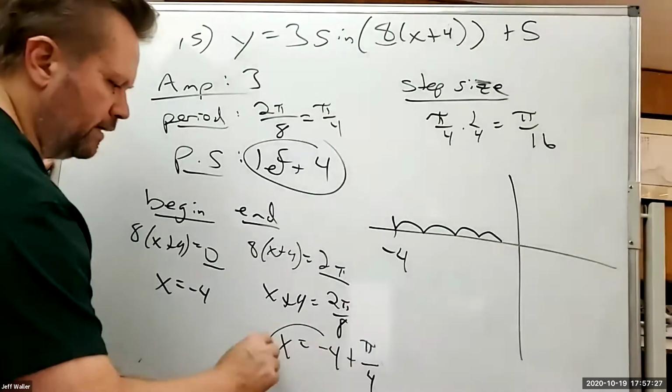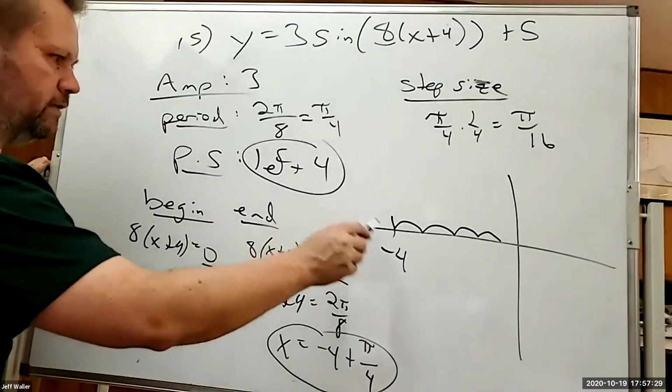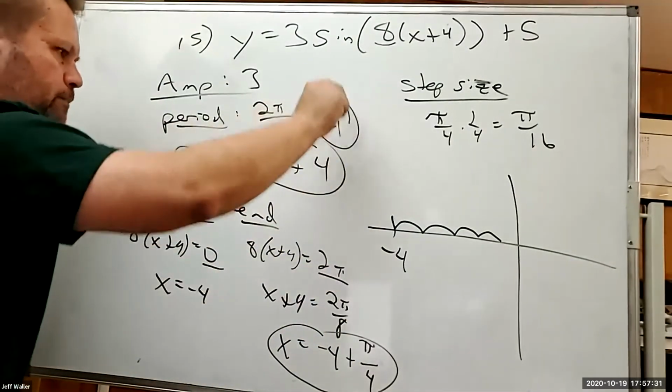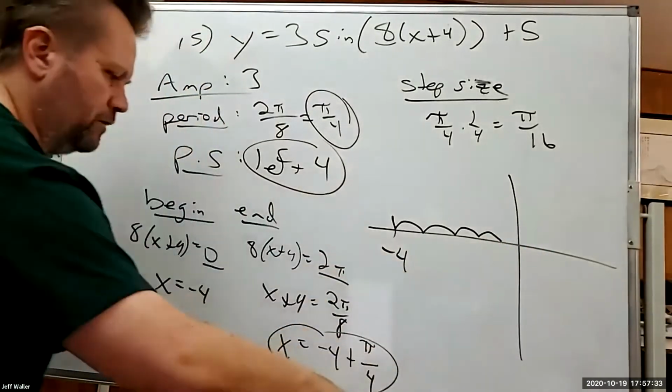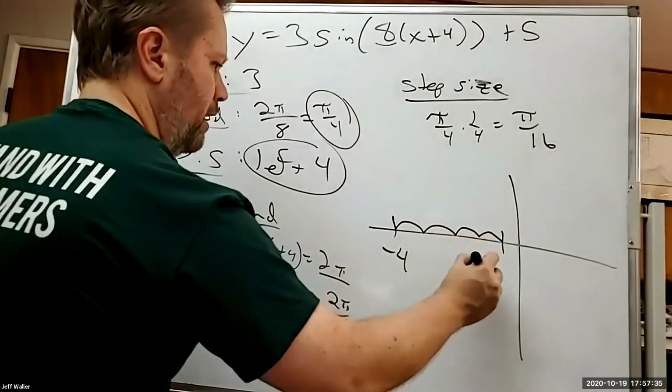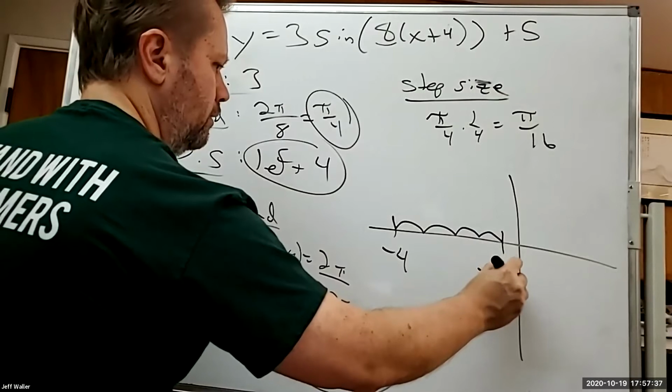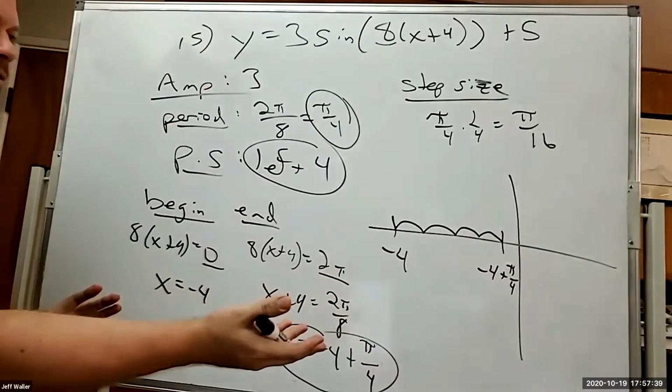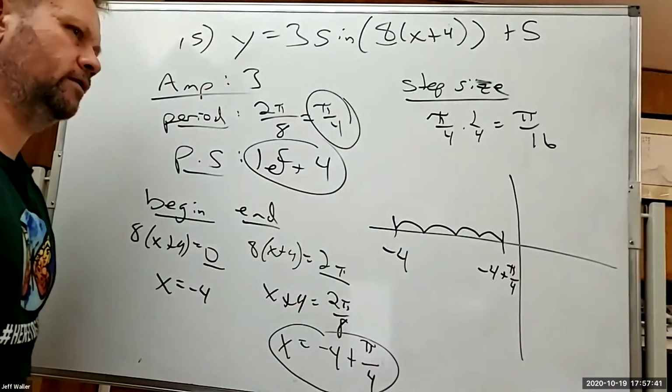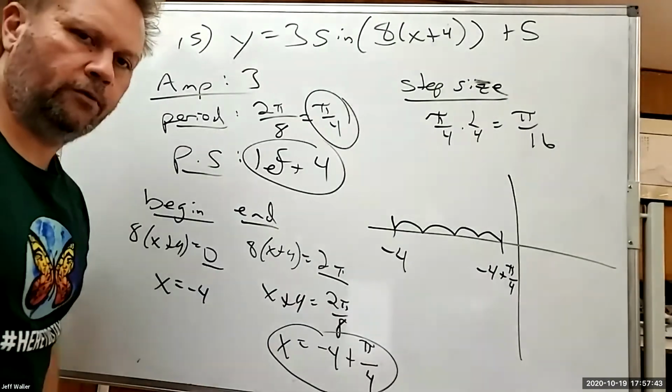Why does that make sense for an ending? Because it starts at -4 and it ends pi over 4 later. So of course it's going to be -4 plus pi over 4. So you actually could do that. It's a little unsatisfactory in a way.